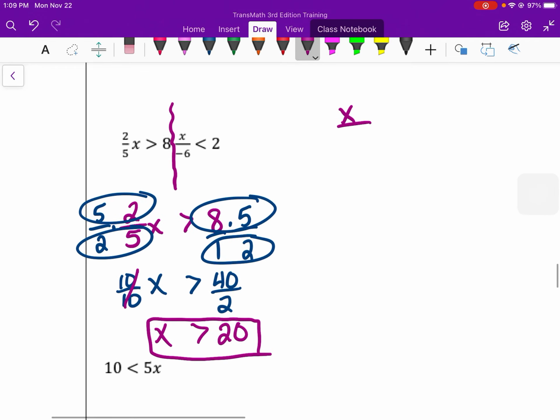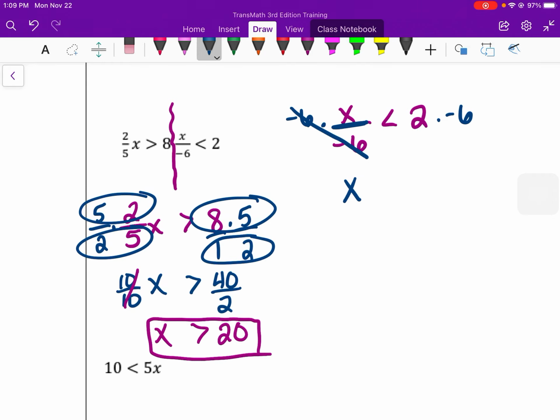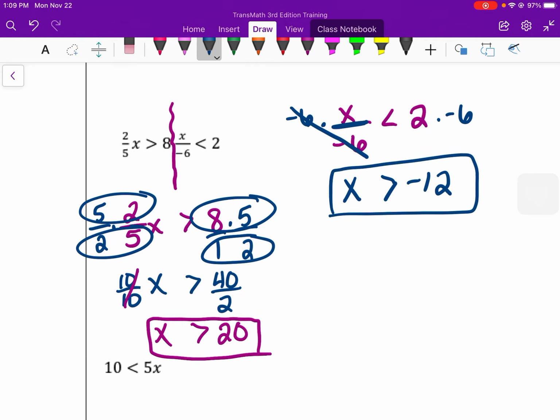The other one was x divided by negative 6 is less than 2. If I wanted to solve this one for x, I would multiply both sides by negative 6. Then 6 divided by 6 is 1, so I'm left with x. Since I multiplied by a negative 6, I have to flip my inequality around. And then 2 times negative 6 is negative 12. So x is greater than negative 12 would be my final answer.